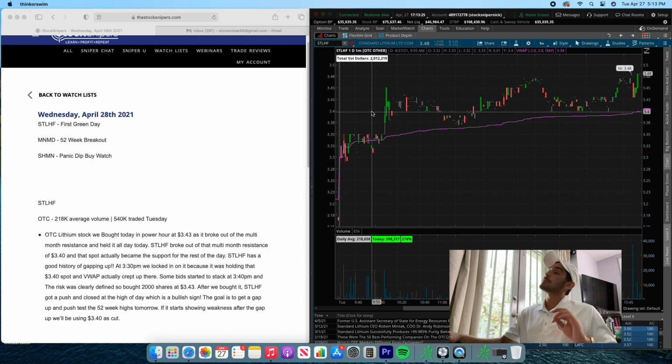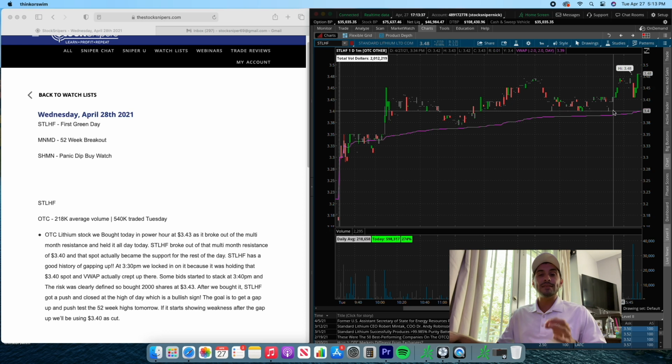So this is a clear support spot. You have a risk set before you get in. That's the biggest thing about trading with us. You want to be able to learn how to create a plan so you can control your risk.